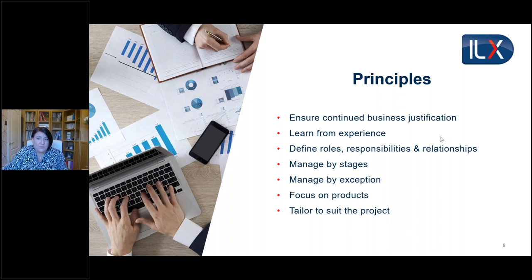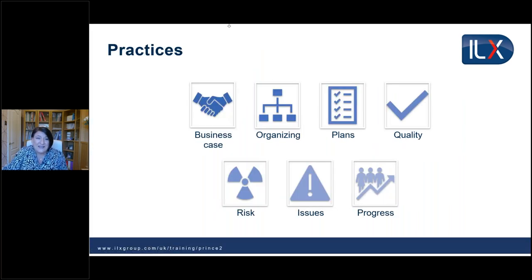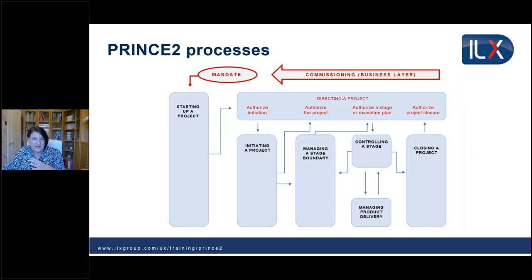Now, there's the seven principles. We also have seven practices. This is the different subject areas for project management. So we're going to have a look at all of these as part of this session. So we're going to have a look at business case, organizing, plans, quality, risk, issues, and progress. We're going to touch on some elements of them.